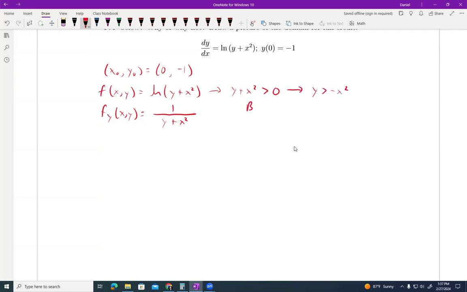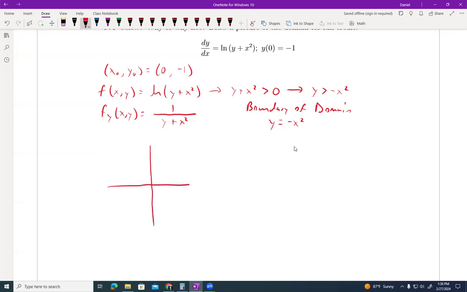So then the boundary of our domain would be y equals -x squared, which would not be part of the domain itself because y would need to be greater than -x squared. We're not allowing equality there. So y equals -x squared, the boundary of the domain, is not part of the domain. So I'll remember that when I draw the domain here.